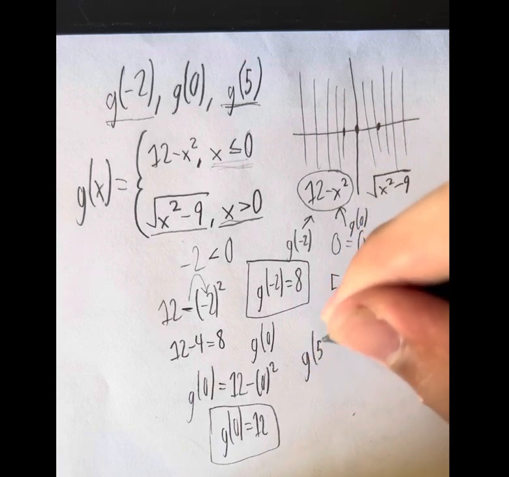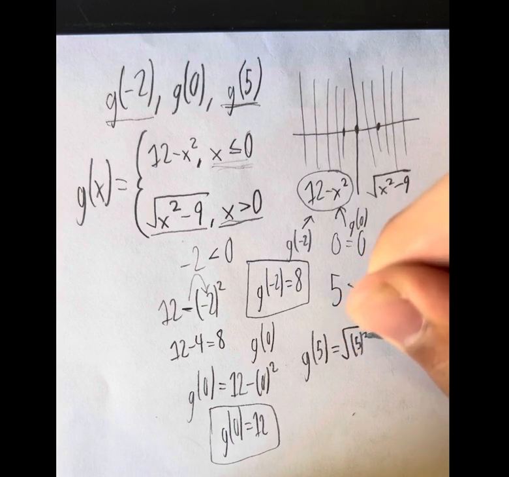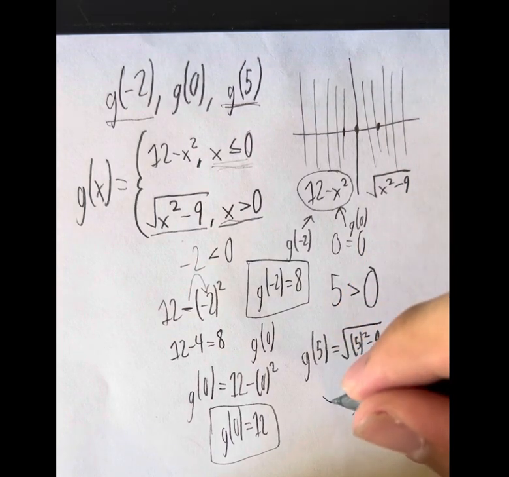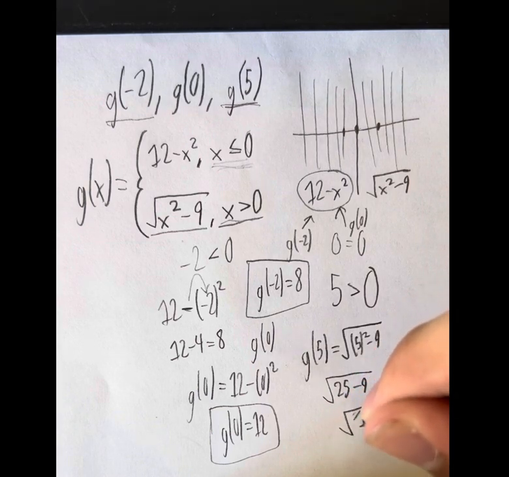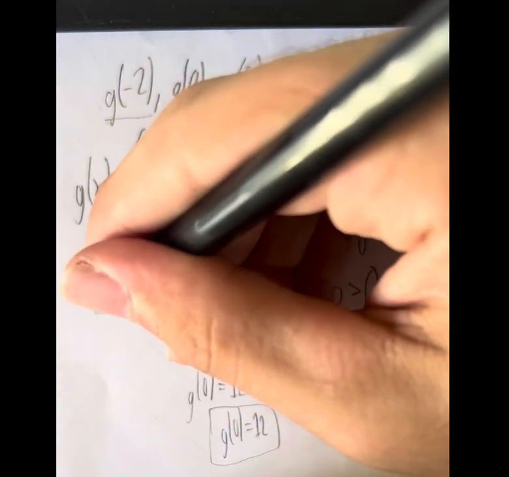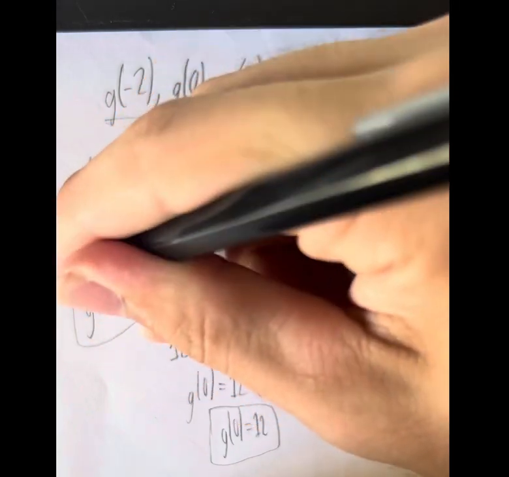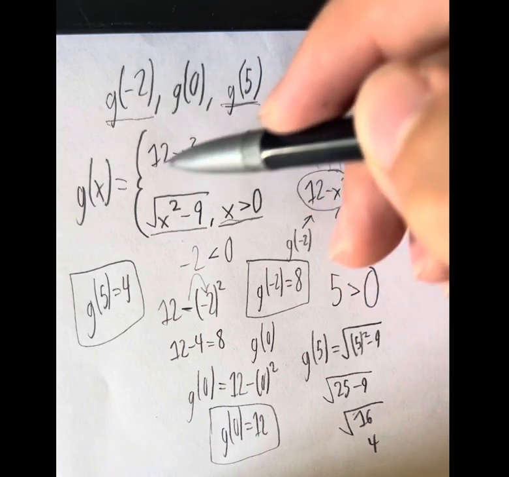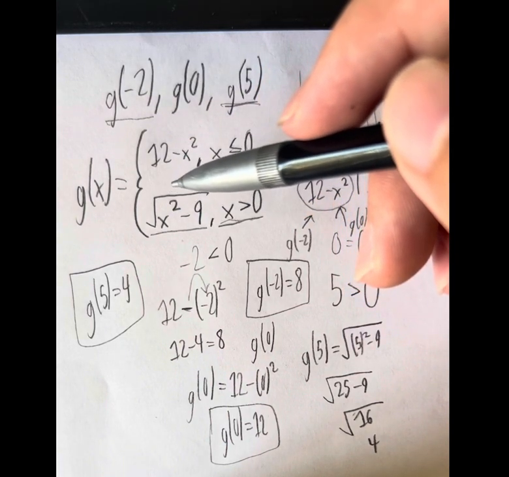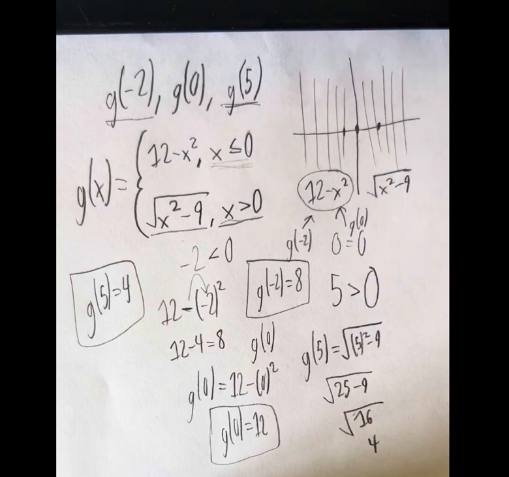So to find g of 5, plug in square root of 5 squared minus 9. 25 minus 9, 16, and that's 4. So g of 5 equals 4. And that's how you find your answers when you have a piecewise defined function. At least that's what the textbook calls it.